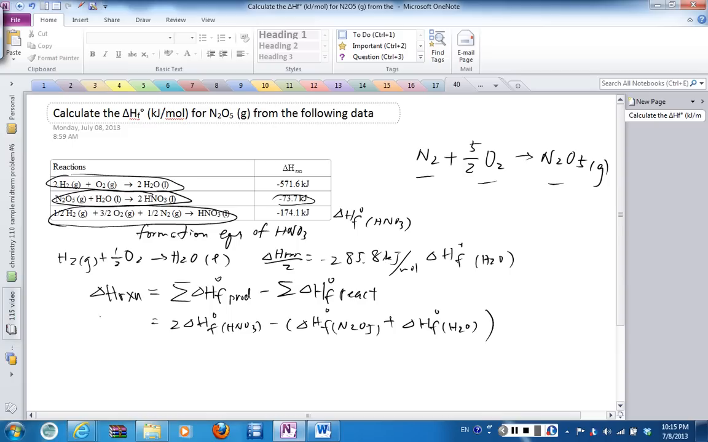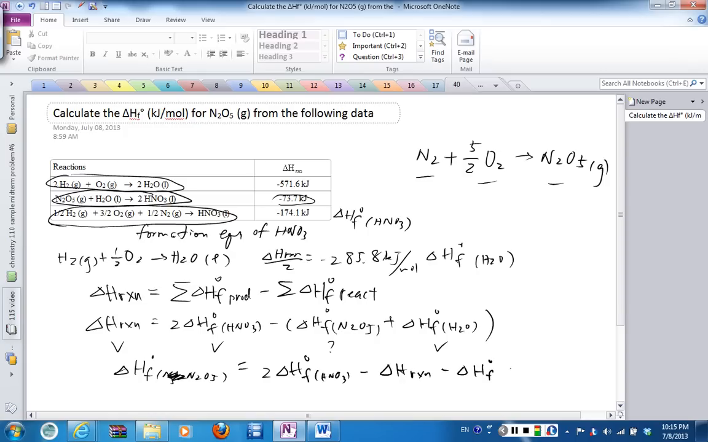And if we look at this equation, we know this, and we know this. We want this. Oh, this is a simple rearrangement. Okay, let's rearrange. Delta HF standard of N2O5 should equal 2 times delta HF of nitric acid, which we already know, minus delta H of reaction number 2 minus delta HF of the water. Put the numbers in.